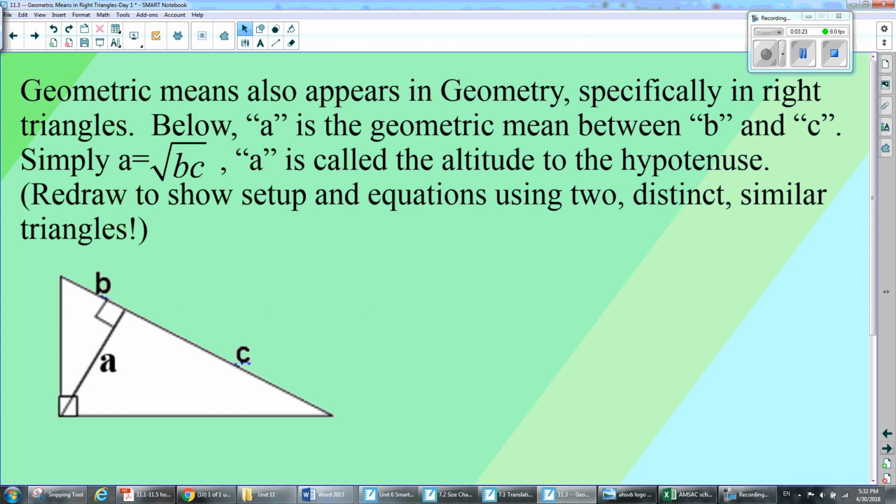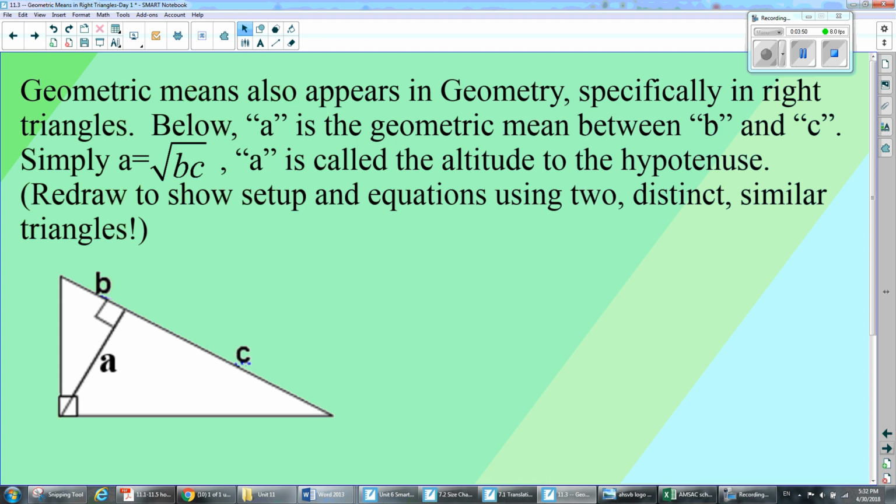We use geometric means in things like statistics and finance and science and investments, but it's also going to appear in geometry. Geometric mean, geometry, obviously they go together. Specifically, we see this in right triangles. So here in our picture, A is going to be the geometric mean between B and C.